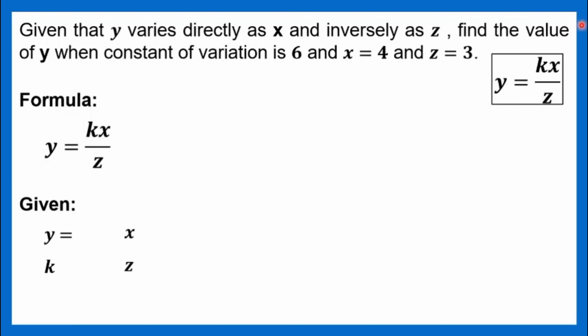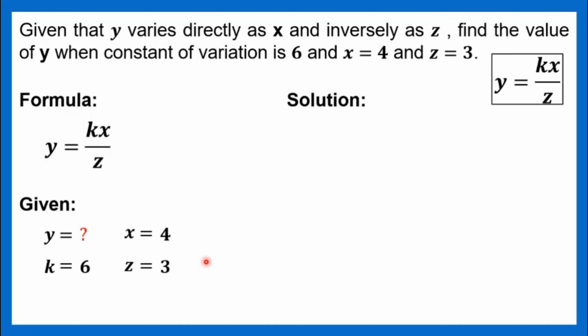Tama? Find the value of y daw. So, yan ang wala, so question mark tayo sa y. Then, for k, constant of variation, that's 6. Read carefully: constant of variation is 6. Then, for x, the value of x is 4. The value of z is 3. Nakalagay naman yun dun sa problems.